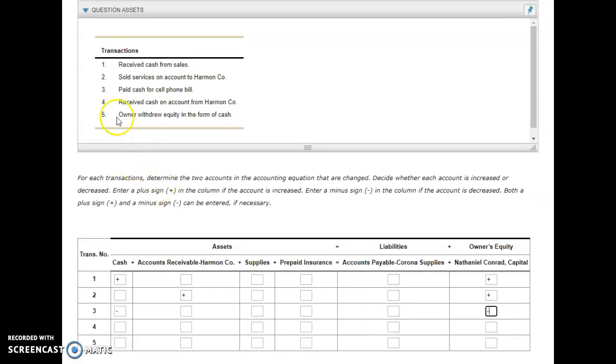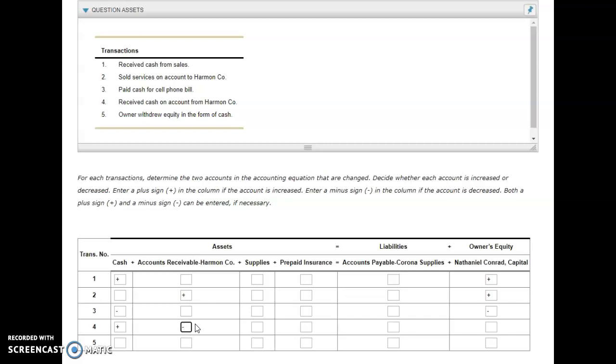Okay, my fourth transaction, received cash on account from Harman Company. So if I received cash, cash is going to go up with a plus. And on account from Harman Company. So my Harman Company, they're reducing how much they owe me. So I'm going to put a minus for them. Also, this transaction affects two accounts on the left side, on the asset side. So if one goes up, the other has to go down so that I stay in balance. So my accounts receivable will go down.